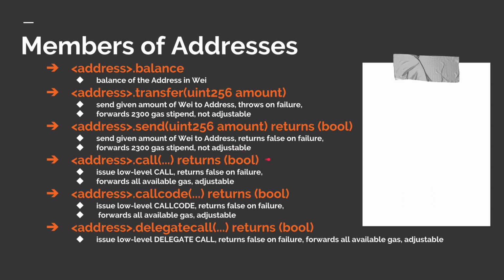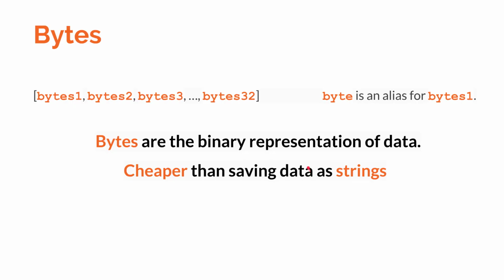We also have call and delegatecall, which are low-level calls. We're going to skip on what those address members do for the moment, but just keep in mind that they exist. We also have bytes, which are the binary representation of data. As you can see, we can have fixed size bytes from byte1 to byte32. They store 1 to 32 bytes of data respectively.